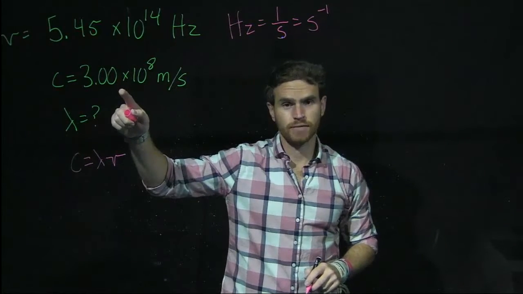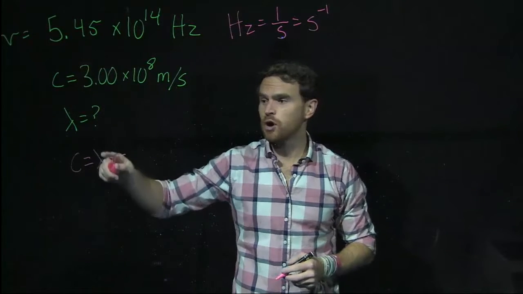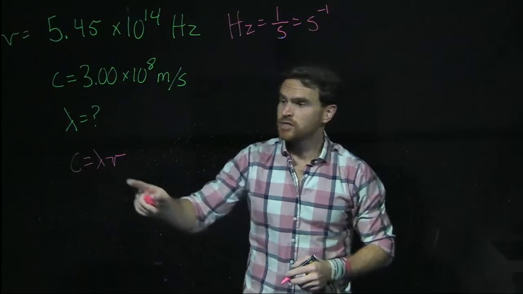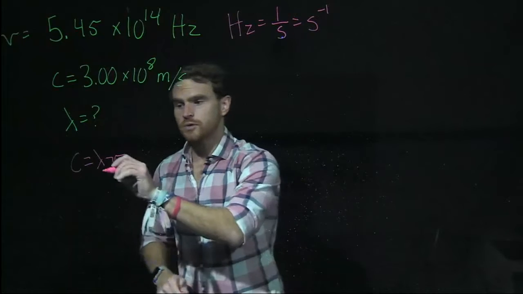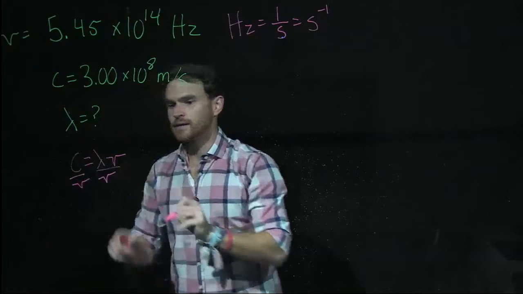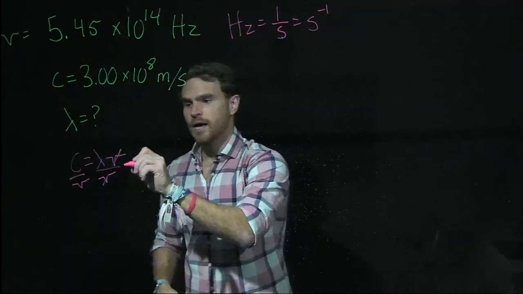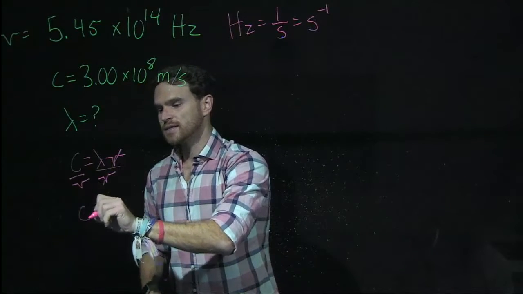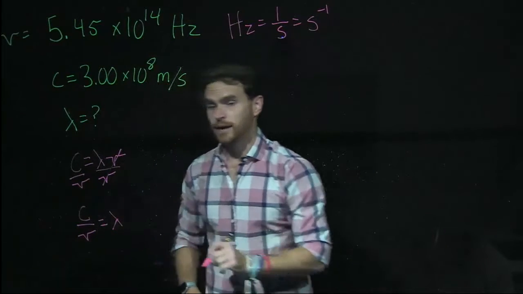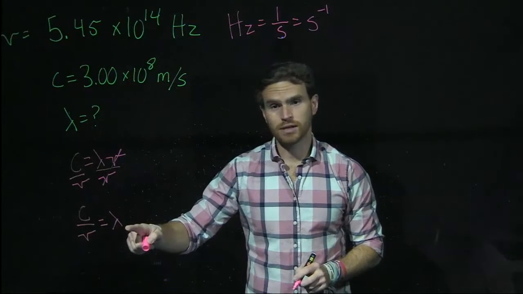So you need to commit to memory the equation c is equal to lambda nu, where c is the speed of light, which you were given. Nu is frequency, which you were also given. And we're solving for wavelength, which is represented by the Greek symbol lambda. So in order to solve for lambda, you need to do a quick algebraic manipulation where you isolate lambda on one side by dividing both sides by the frequency and rewriting this equation as c divided by nu is equal to lambda. In other words, speed of light divided by frequency is equal to lambda.